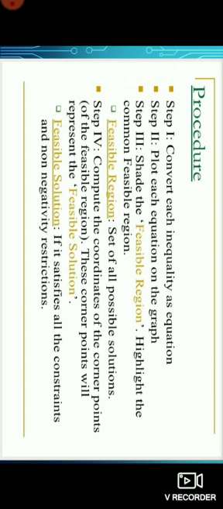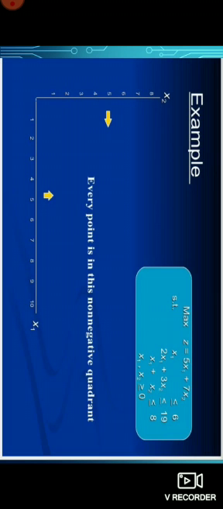For example, this: maximize Z equal to 5x1 plus 7x2, subject to the constraints x1 less than or equal to 6, second constraint 2x1 plus 3x2 less than or equal to 19, and third constraint x1 plus x2 less than or equal to 8, and the non-negative constraints x1, x2 greater than or equal to 0. This problem is already in mathematical equation form.